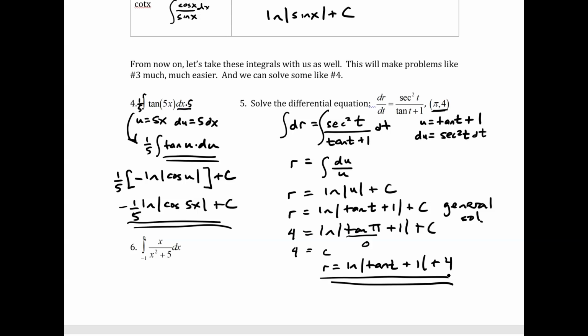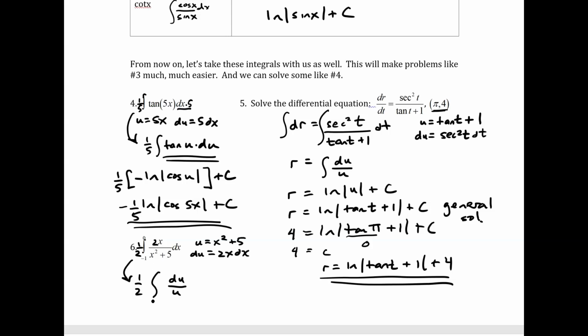Okay, number 6. You see a definite integral here. But again, the idea is consider a u substitution for the denominator if some of those other strategies don't pan out. And here, going to u equals x squared plus 5 is going to be helpful, as you can see, because your du would be 2x dx. Slight modification of the integrand takes us to 1/2 integral of du over u.